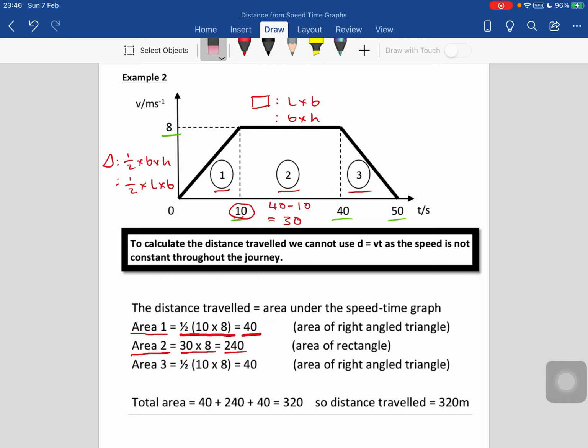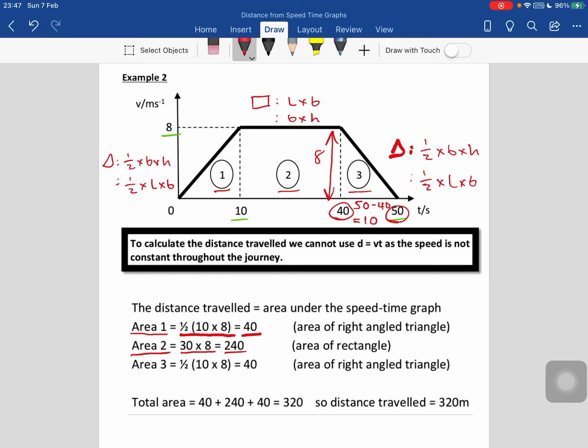And for the last section of the graph, you can see that we're back to having a triangle again. So that's going to be a half times base times height, or if you want, half times length times breadth. We can see the base this time, we start at 40 and we end at 50. So we're going to take the difference between those and we get 50 minus 40, which is 10. And then the height is the same as the other 2 areas, it's just 8 again. So for area 3, because it's a triangle, it's a half times 10 times 8. And it ends up working out as the same answer as area 1. 8 times 10 is 80, half of that is 40.